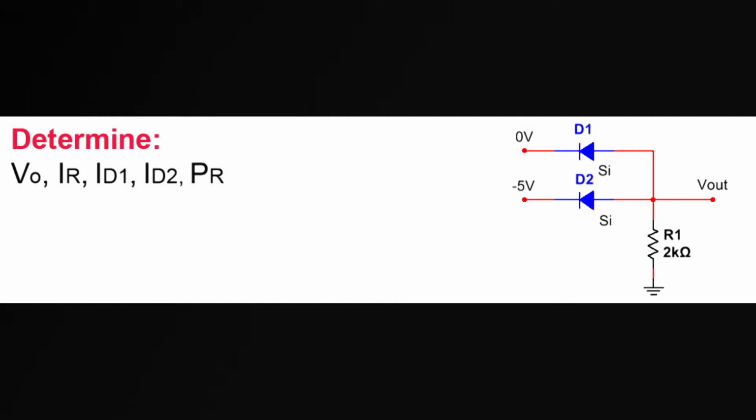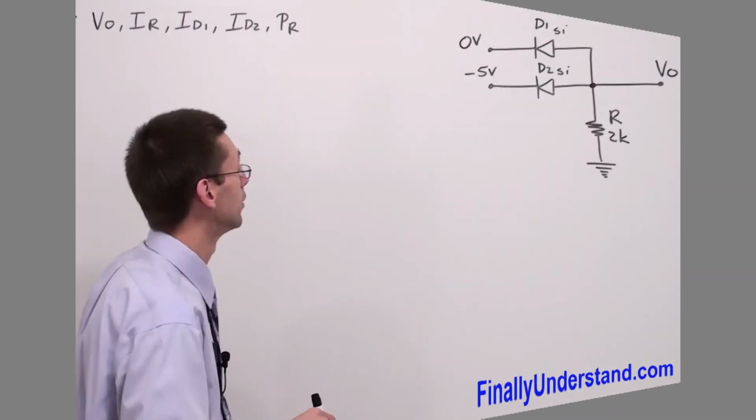Let's take a look at this example. First, we're supposed to redraw the circuit, making visible the invisible components or connections.